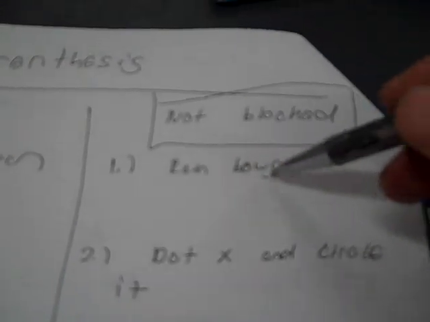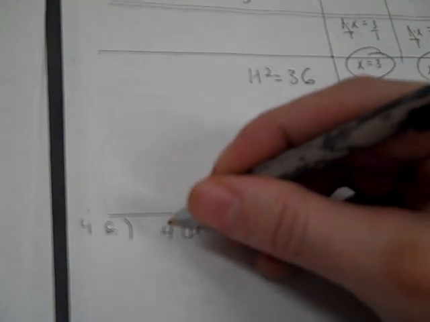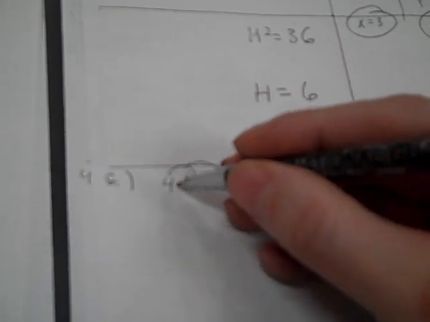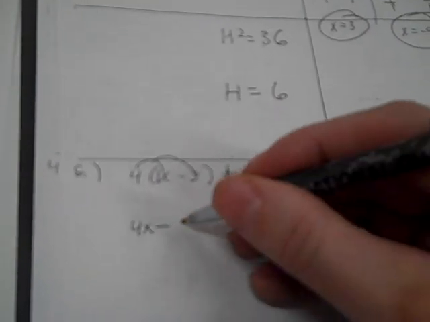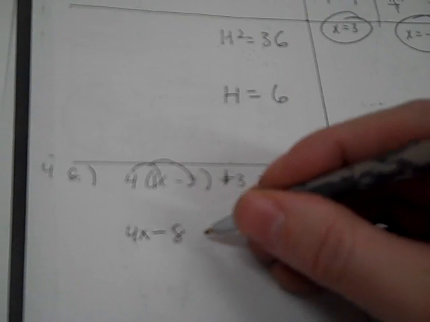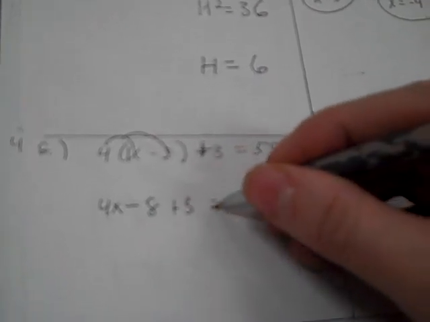Okay, number 8. Look at your parentheses. You're not blocked. So if I'm not blocked, we do the rainbows. Put a 1 in front. 4 times 1x is 4x. And then just put the minus sign, whatever sign's there. And then 4 times 2 is 8. And then plus 3 equals 59. Now I dot and circle my x.